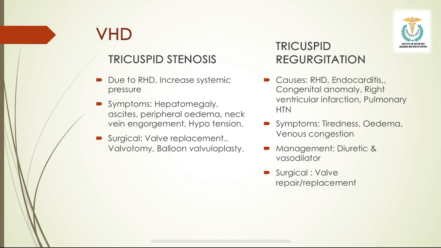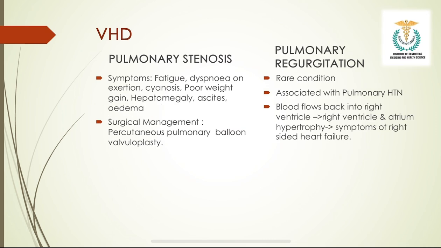Tricuspid regurgitation. What are the causes? Rheumatic heart disease, endocarditis, congenital anomaly, right ventricular infarction, pulmonary hypertension. These are the causes of tricuspid regurgitation. Symptoms: tiredness, edema, venous congestion. Management: diuretics and vasodilators can be prescribed. Surgical management is valve repair and replacement. So till now we are seeing that valve repair or replacement are the major surgical management in valvular heart disease.